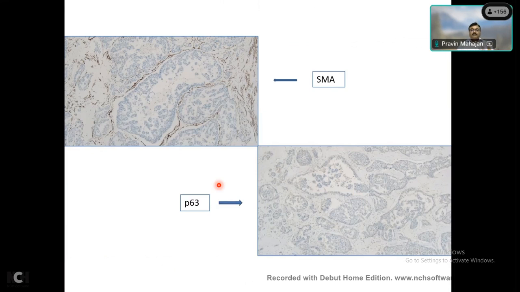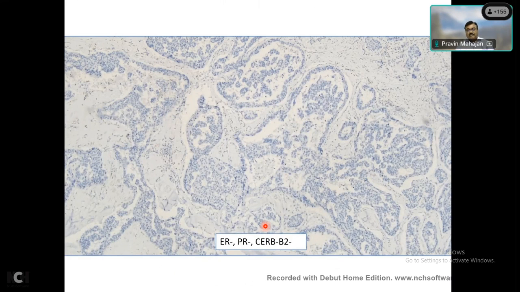If you really want to show that myoepithelial cells are absent, you can use SMA and p63, and those should be absent in this tumor. This tumor was a triple negative tumor. That means it was ER, PR, and HER2 negative. So all three markers were negative, and we call it a triple negative tumor.